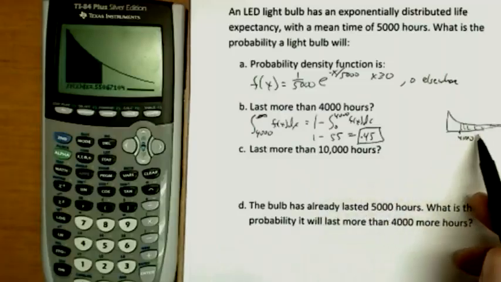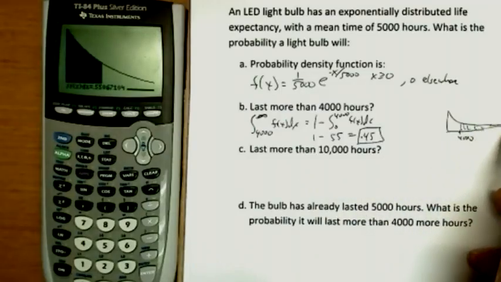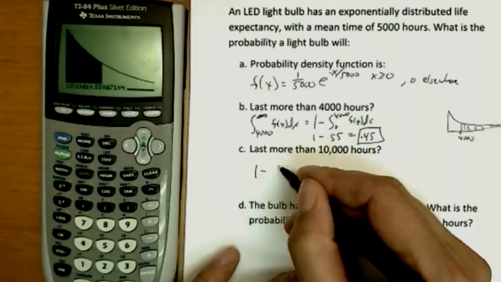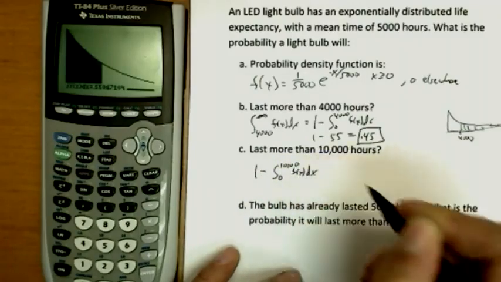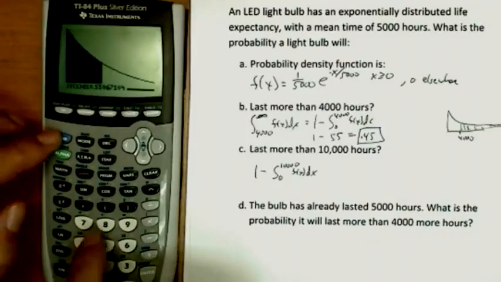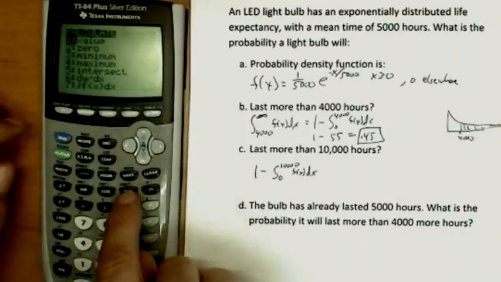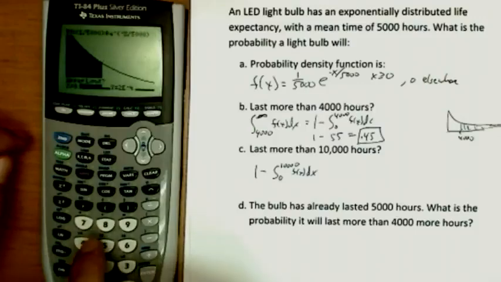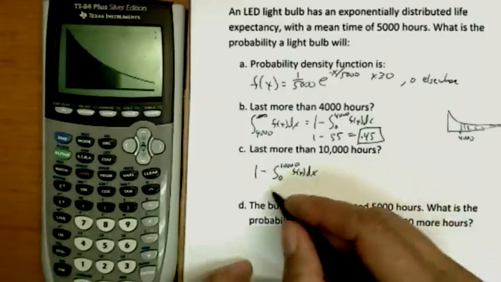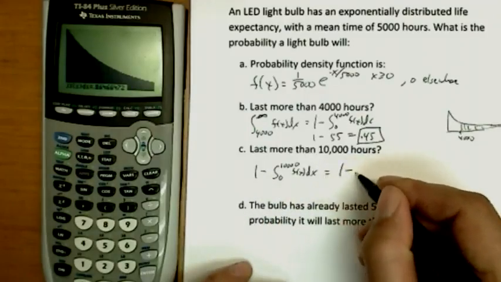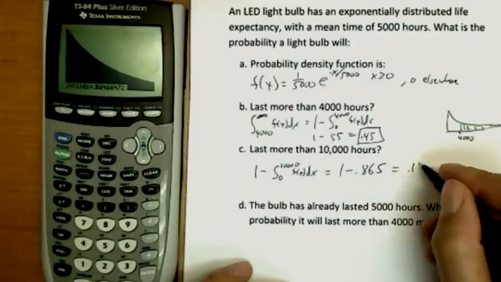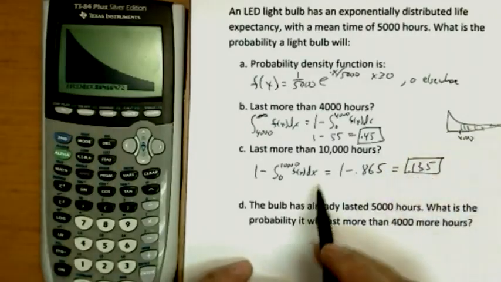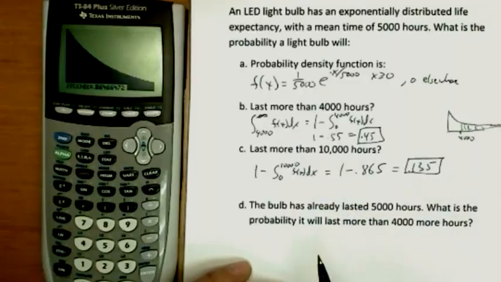More than 10,000 hours. Well, then we want to move this up to 10,000. We're looking for 10,000 to infinity. So by the same logic, it's going to be 1 minus the integral of 0 to 10,000 of f(x) dx. One minus 0.865, so 0.135. So about 15% of the time you get lucky, the bulb lasts more than 10,000 hours, considerably longer than its mean.